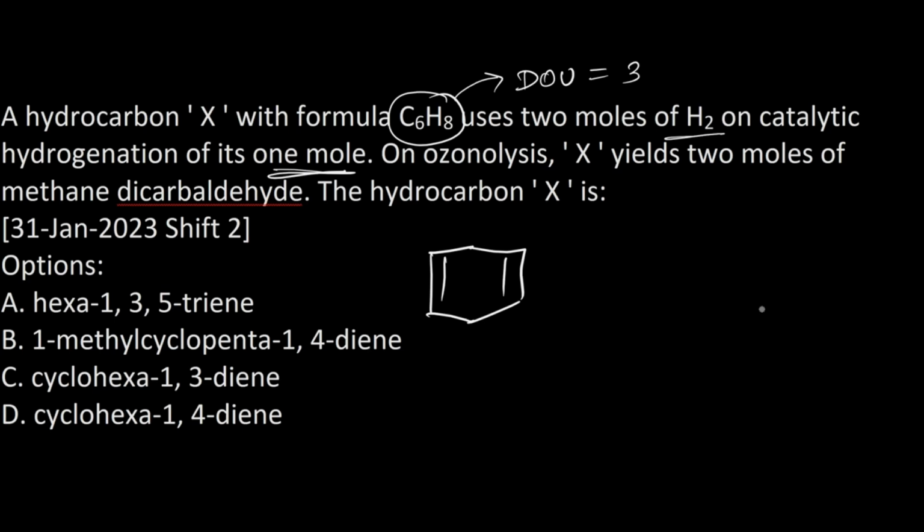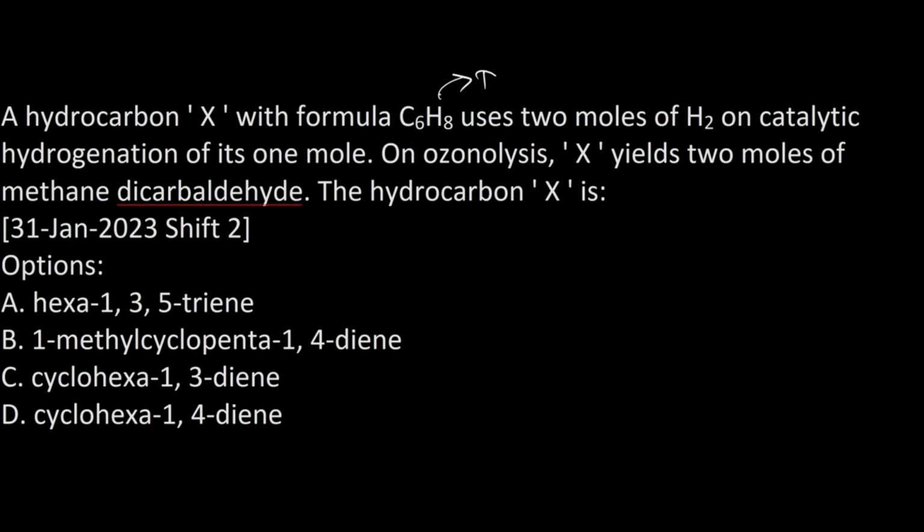On ozonolysis, X yields 2 moles of methane dicarbaldehyde. So break the bond, put double bond O, double bond O. If you find the DOU, degree of unsaturation, you will end up with 3, which means for C6H8 there must be a ring. So 1 mole requires 2 moles of hydrogen, which means 4 hydrogens. So either alkyne or alkene. Since the DOU is 3, I'm assuming that it is alkene.